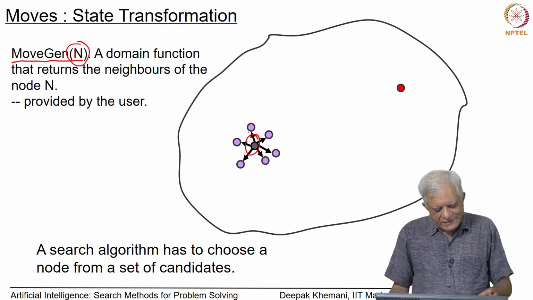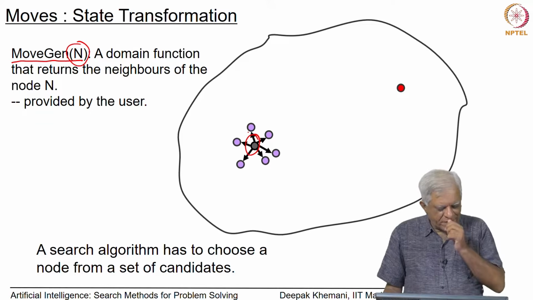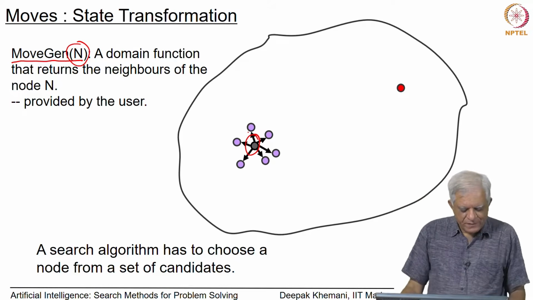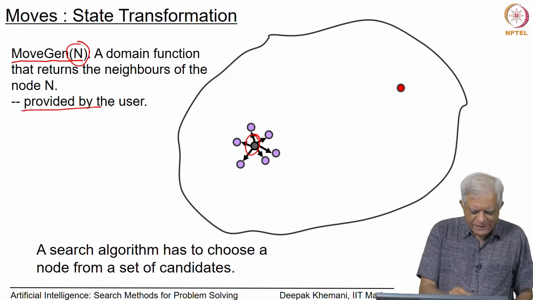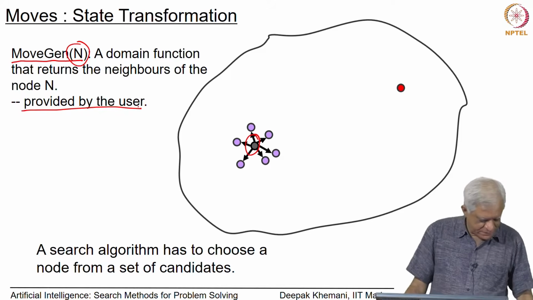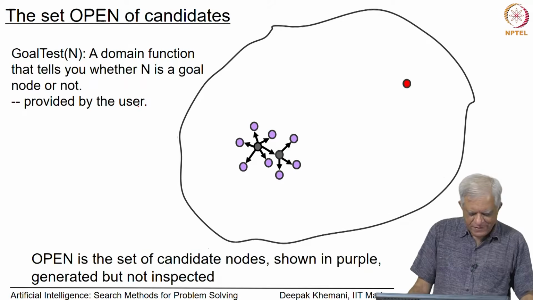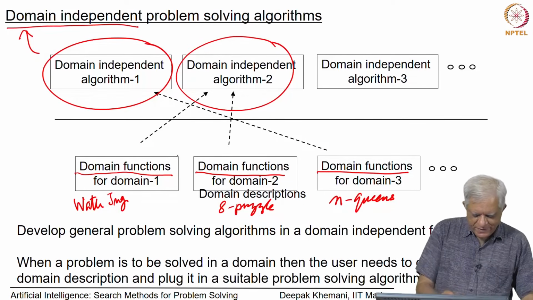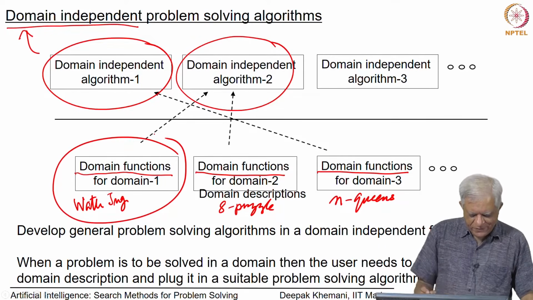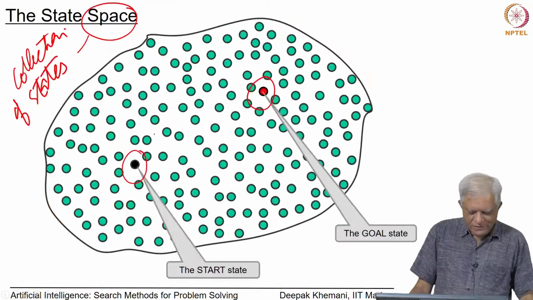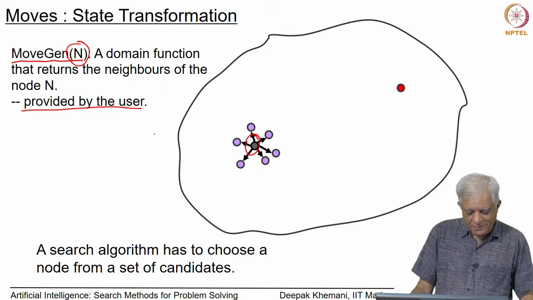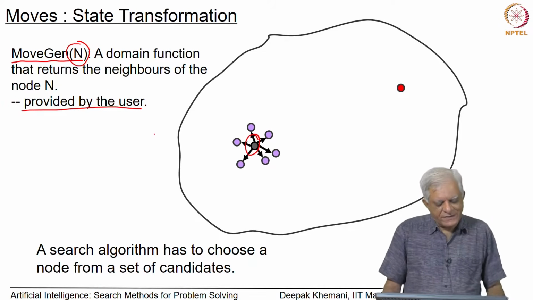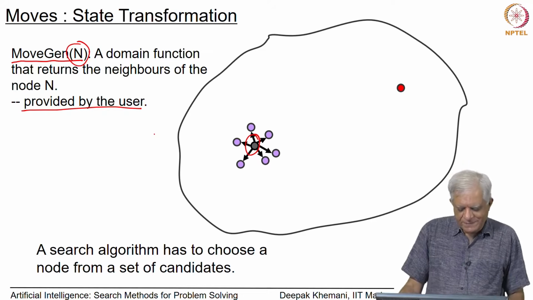So, the move gen function basically tells you that in a given state where all you can move. We also expect that this would be provided by the user. So, as we said earlier, the domain functions should be given to us by the user. We will focus only on solving the problems. So, once a user gives us this domain function, it has given us the ability to navigate this space.